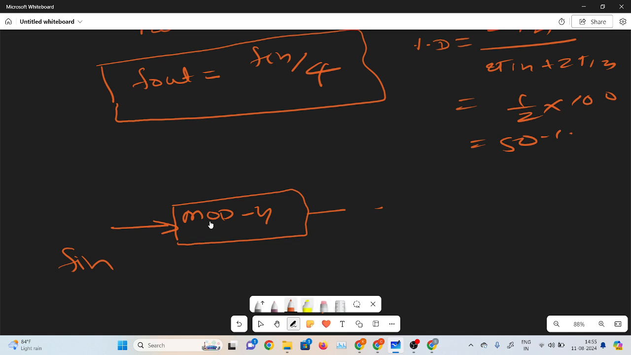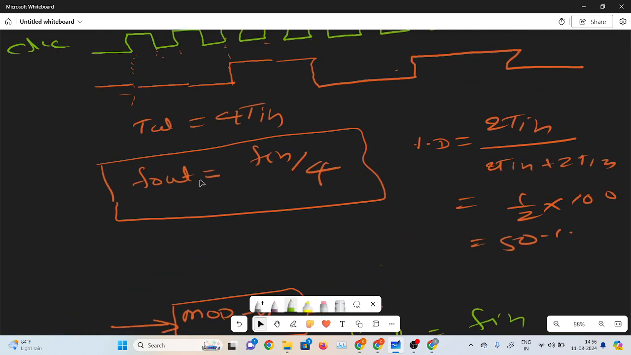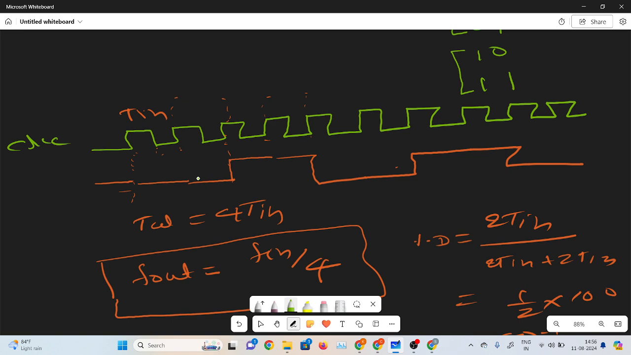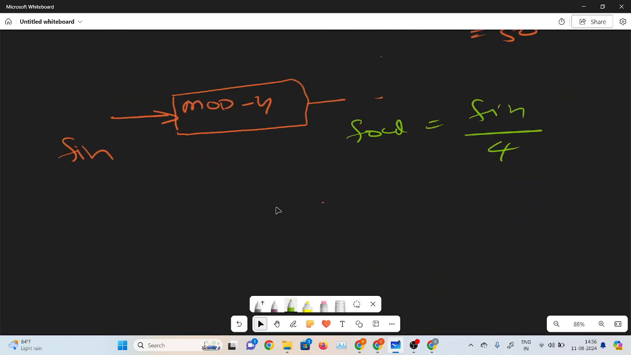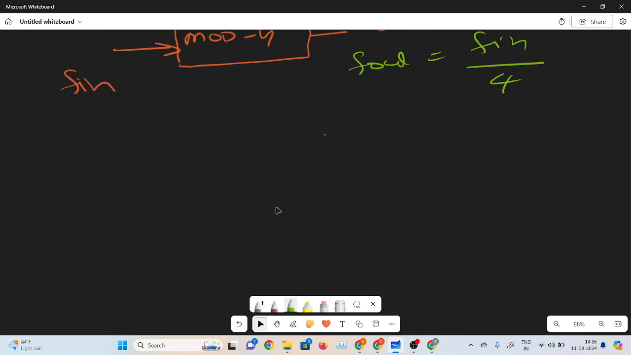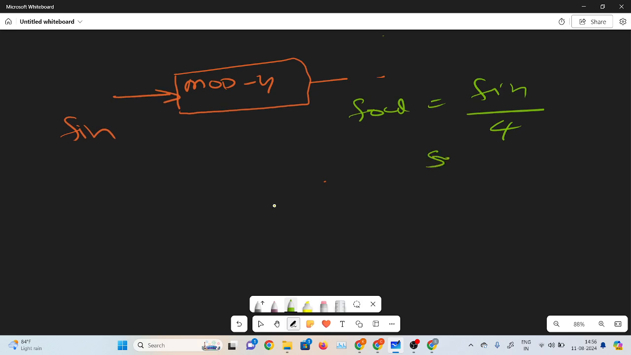So here I have made the f by 4 circuit. That is, f out is equal to f in by 4. So in the interview you need to design the mod 4 counter, f out equal to f in by 4, and this clock diagram, showing how this is the f by 4 circuit. Easily you can design it with 50% duty cycle. This is a very easy thing.